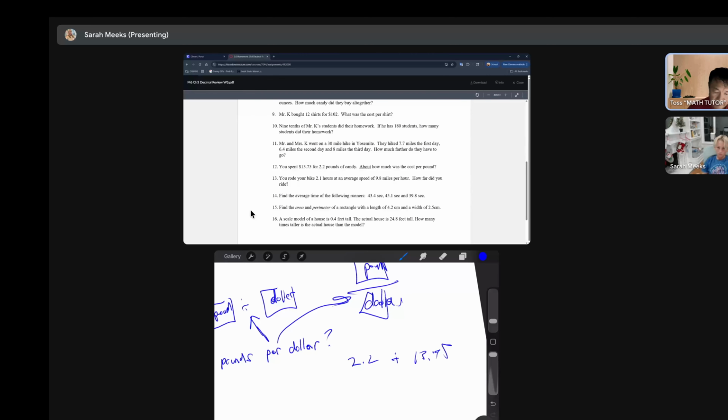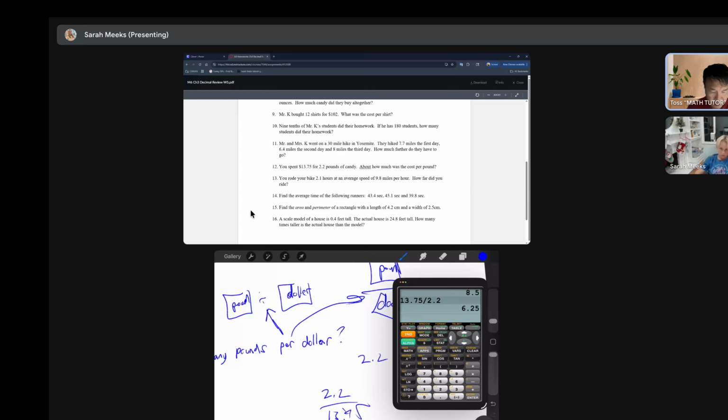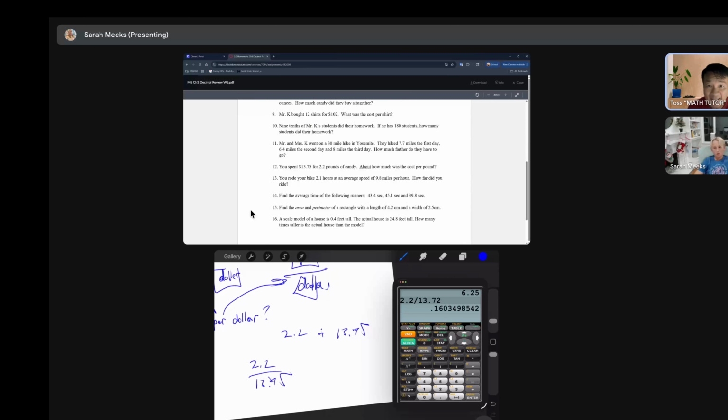I'll write a fraction form too. 2.2 over the bar, 13.75. Let's take a look. I'll punch it in the calculator and see what it looks like. 2.2. It's a flip-flop of the one I typed in before. But watch the answer. Of course, it won't be 6.25. You know that. So 13.75. Look at that. So the answer will be 16 cents. Oh wait, sorry, that's not true. I was still thinking of the original. It's going to be 16.6 pounds per dollar. There it is.